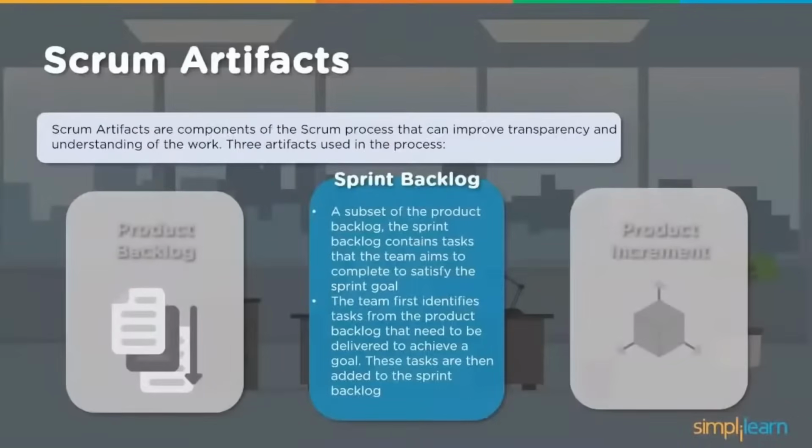Once it is agreed, the team should first identify the tasks from the product backlog that need to be delivered to achieve the goal. These tasks are then added to the sprint backlog. So there should be an agreement between both. And once it is agreed as part of that sprint, the deliverable, the output of the sprint, would be the one which needs to be completed as part of it: the objectives, the goal, the results, which is specific working software.